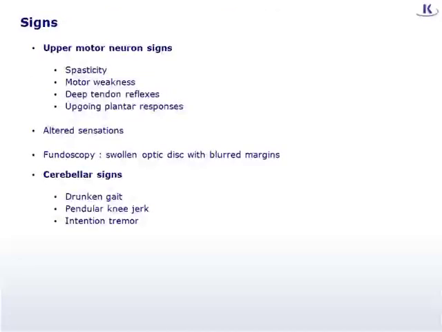Signs of multiple sclerosis are nonspecific and are in accordance with the underlying pathology. Involvement of motor spinal tracts yields upper motor neuron signs such as spasticity, motor weakness, brisk deep tendon reflexes, and upgoing plantar responses. Involvement of the sensory tract can manifest as altered sensations. Fundoscopy shows a swollen optic disc with blurred margins during an attack of optic neuritis. Cerebellar signs can also be present, such as drunken gait, pendular knee jerk, and intention tremor.